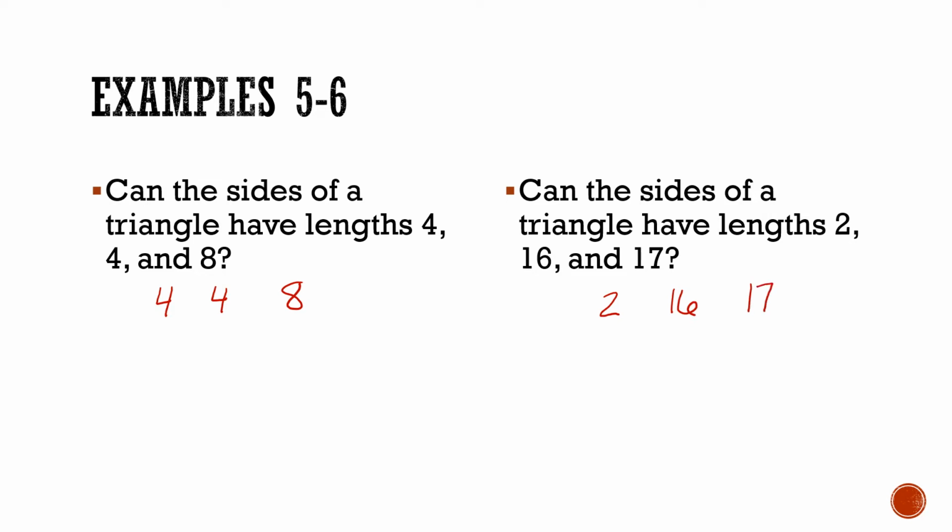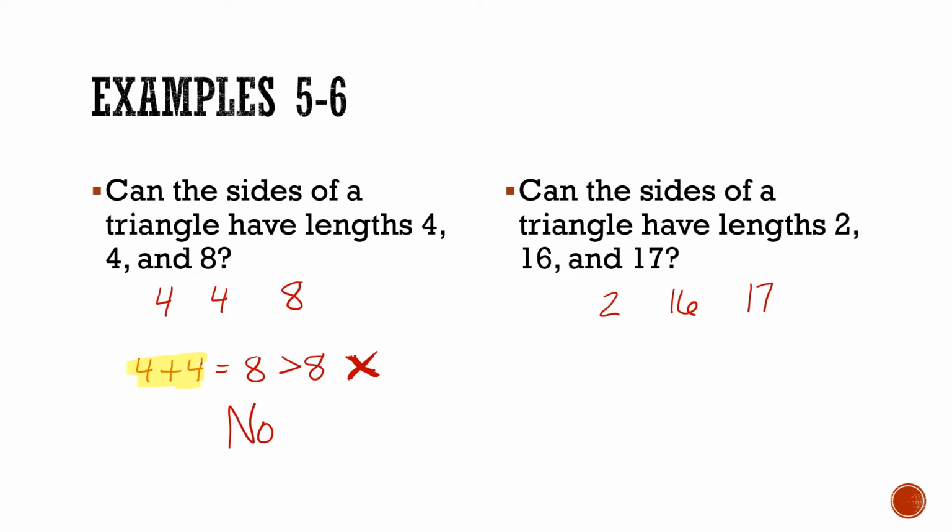Okay, on number 5, we're going to do 4 plus 4, which equals 8. And 8 should be greater than whatever we didn't use here. And we used 4 and 4, so 8 should be greater than this 8. Is 8 greater than 8? No. So therefore, it will not make a triangle. So once you get that X, you can just stop. Now if you're getting check marks, you have to keep going.